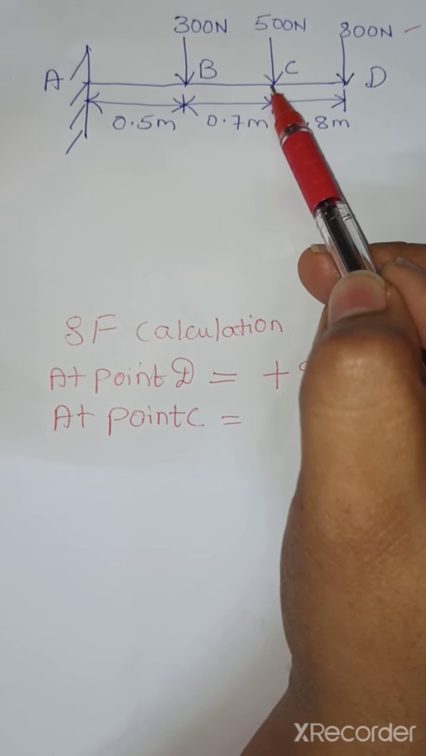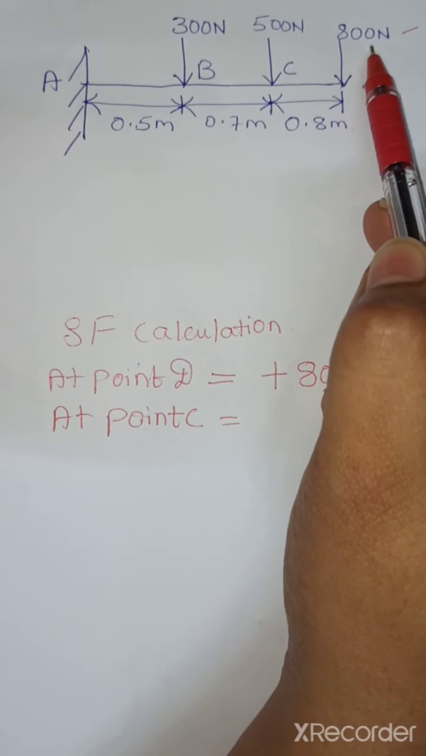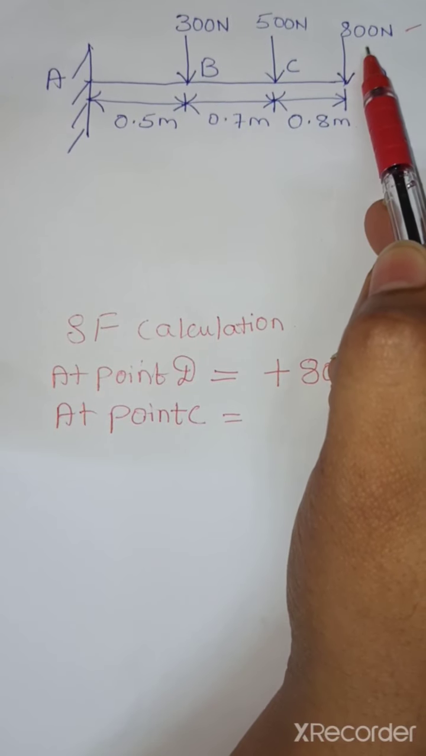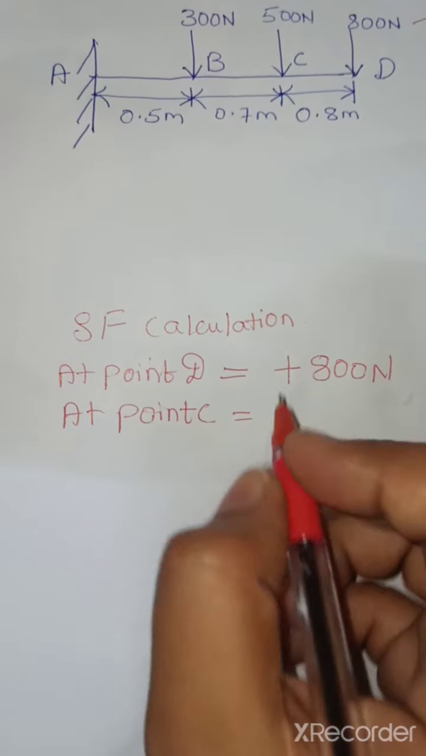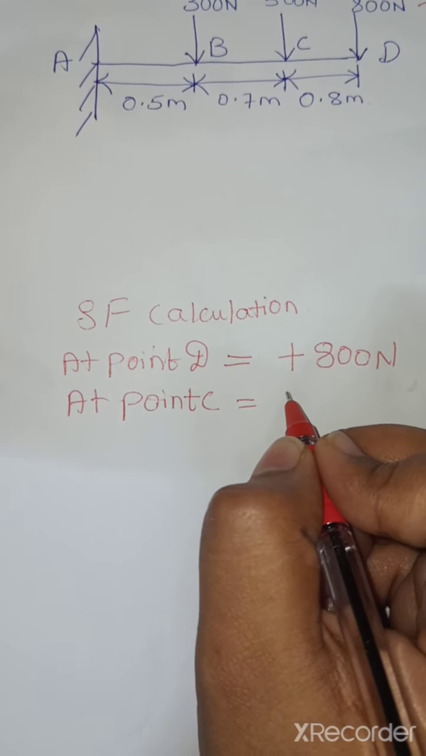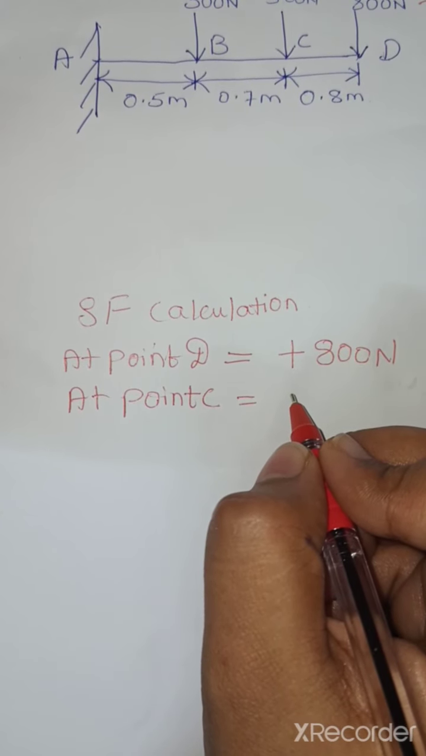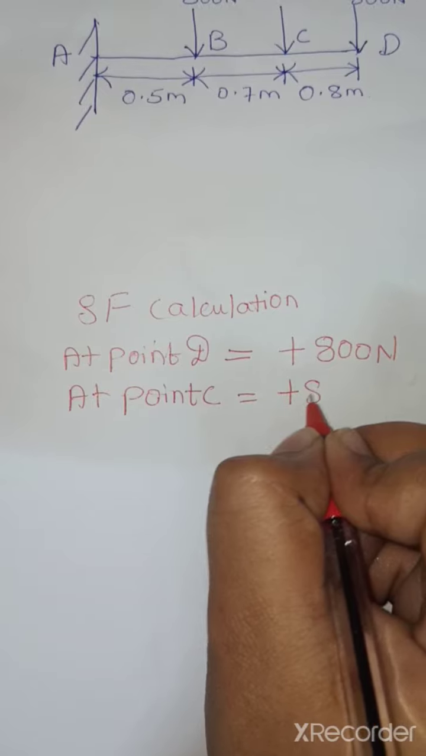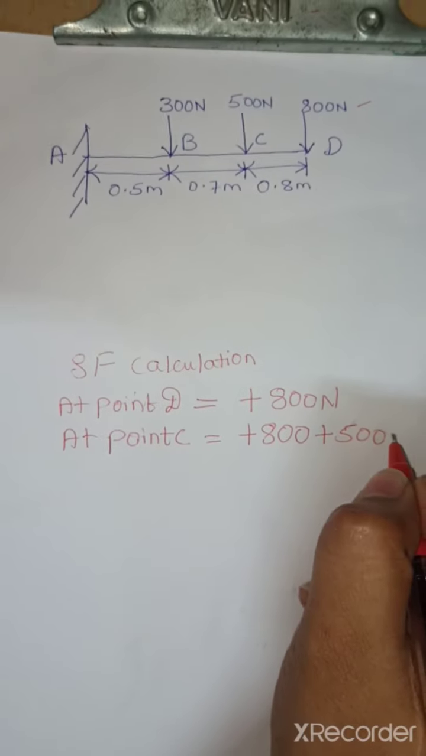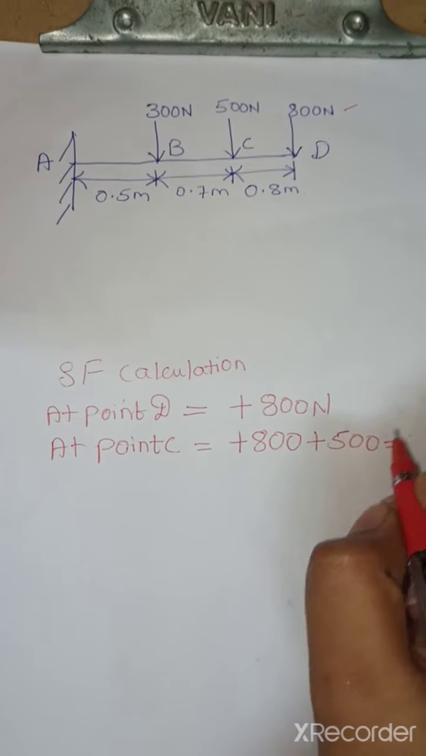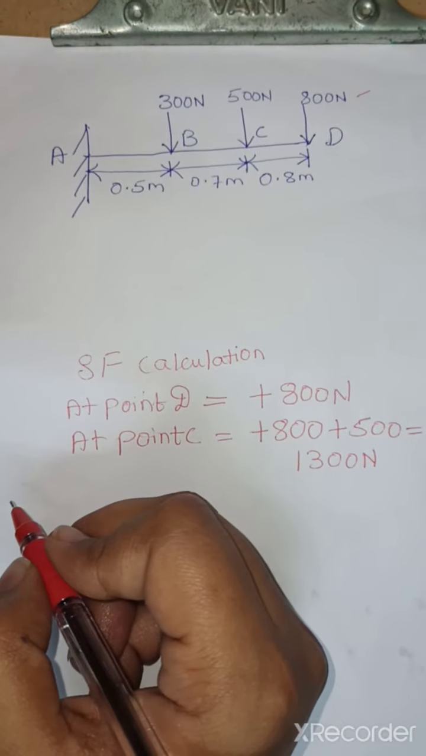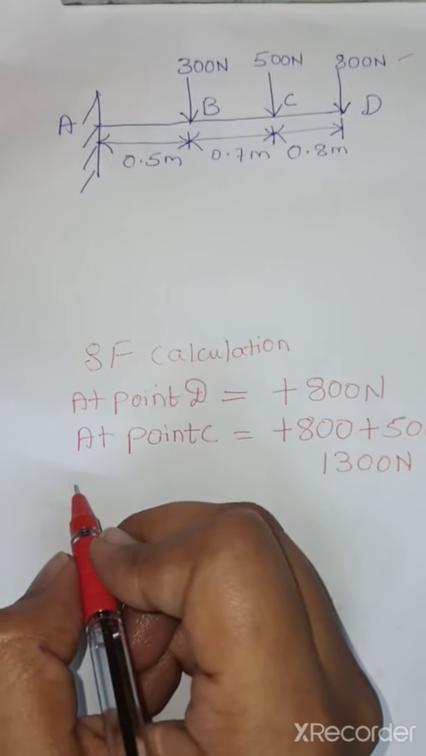So the shear force at point C is nothing but 500 plus 800. That is the force exactly acting on that point plus the force at the previous point. Since we are taking from the right hand side, the downward force is considered positive. So it is plus 800 plus 500, which comes to 1300 Newton. This is the shear force acting at point C.